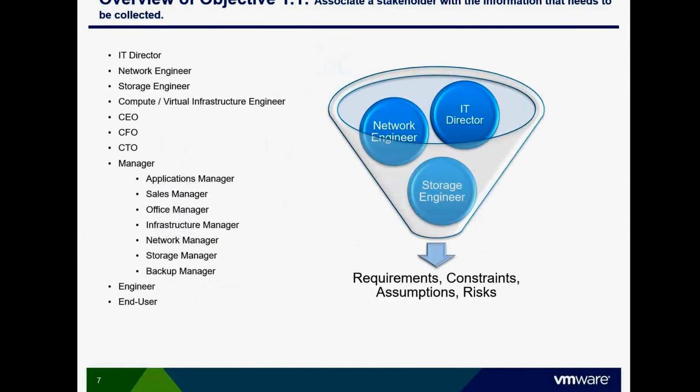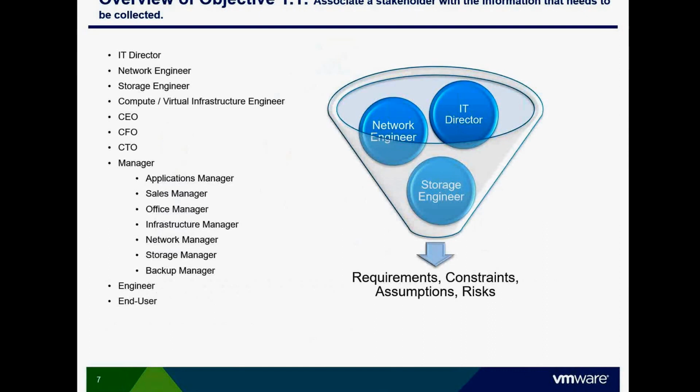So moving on, what does this look like? Who do we talk to? These are some standard roles of people that we would typically talk to or have in meetings when you're pulling out these requirements that are going to help shape your conceptual design: an IT director, network engineer, storage engineer. You'll have a compute or virtual infrastructure engineer sometimes, CEOs, CFOs, CTOs. Managers of all walks of life, engineers, or even sometimes the end users will be in there. They'll have requirements from an end user's perspective.